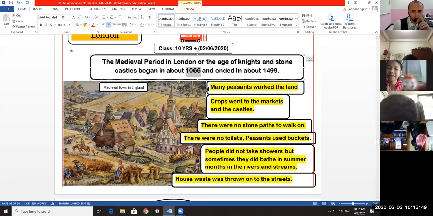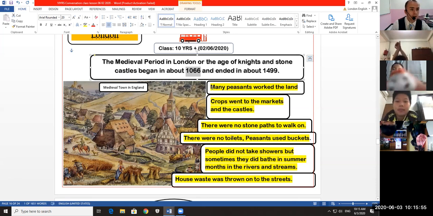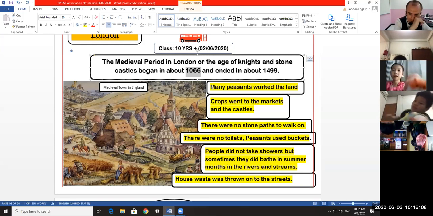Okay, during this period, we have many peasants. Most people are called peasants. Peasants worked the land, that's what they did. They worked the land and they did lowly jobs in this time period. It wasn't a happy time period, okay? Many of the luxuries that you have did not exist.